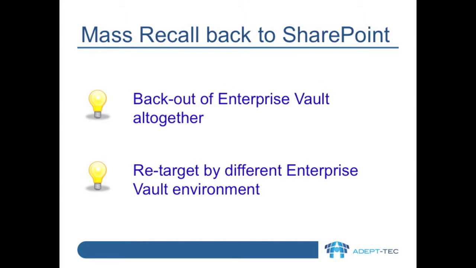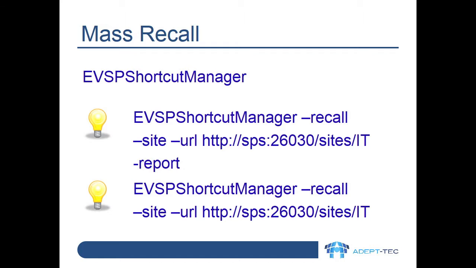For many reasons, an administrator may wish to perform mass recalls of data which has been archived by Enterprise Vault. For example, an administrator might wish to back out of using Enterprise Vault altogether, or maybe they want to target SharePoint by a different Enterprise Vault environment. To get this data to go back to SharePoint, we can use another command line switch in EVSPShortcutManager, and an example is shown on this slide.